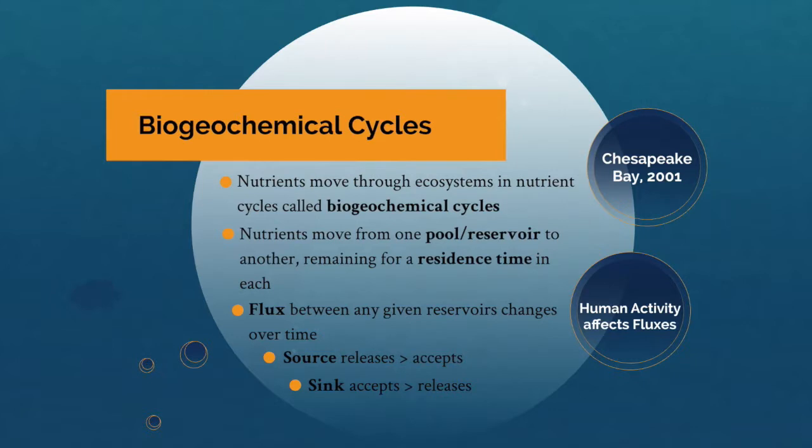Nutrients move through ecosystems in nutrient cycles, also known as biogeochemical cycles. Chemicals, elements, and molecules travel through the atmosphere, hydrosphere, and lithosphere, and from one organism to another in a dynamic equilibrium. Physical matter of an ecosystem is circulated over and over again. Nutrients and other materials move from one pool or reservoir to another, remaining for varying amounts of time in each, also known as its residence time.